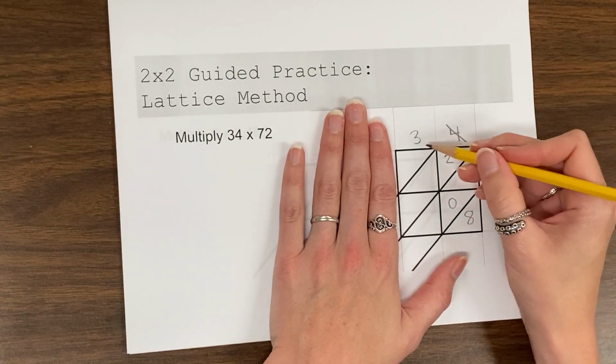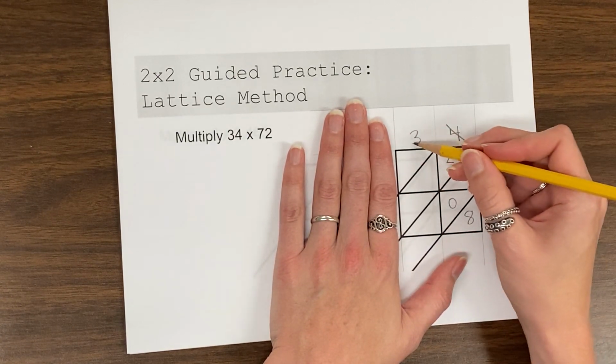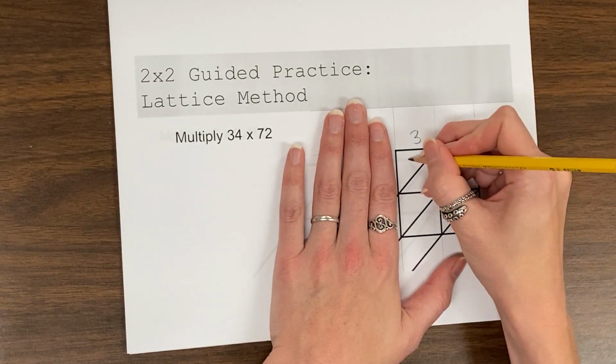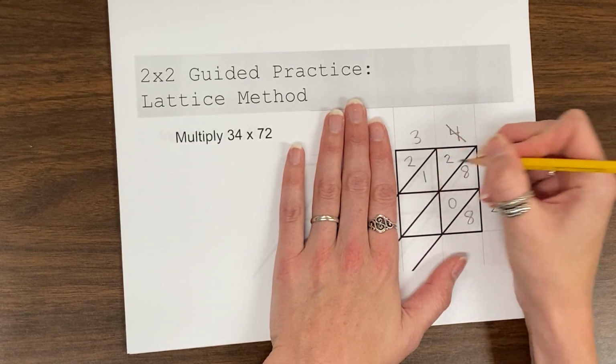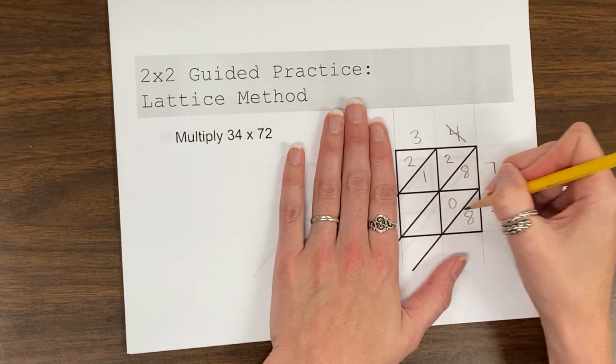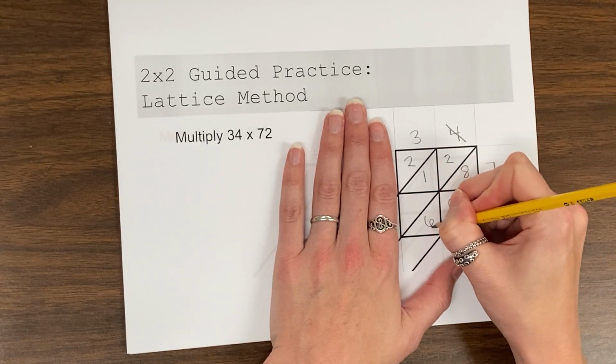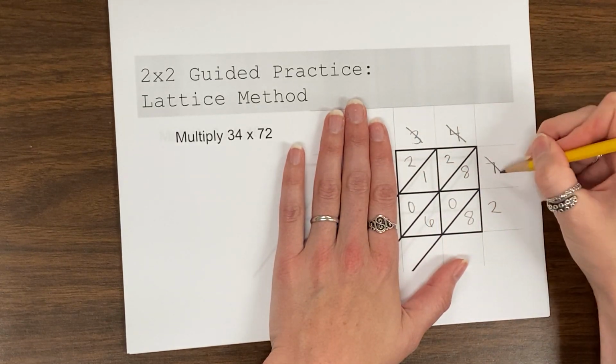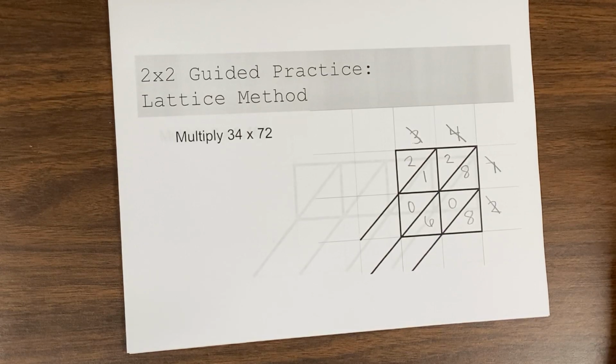I'm going to move on now. I'm going to multiply the 3 times the 7 and the 3 times the 2. So 3 times 7 is 21. I have 2 10s, 1 1. 3 times 2 is 6. I have 6 1s and 0 10s. So now I'm done with the 3. I've already multiplied these, so I'm going to cross them out.